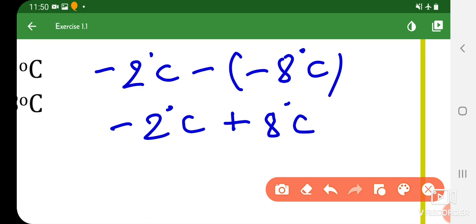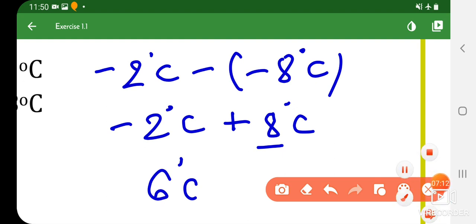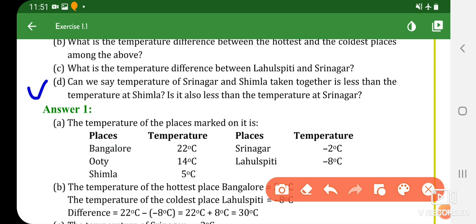That means one positive and one negative. So the difference, 8 minus 2 is 6 degrees, and we have to put the sign of the bigger number, which is positive 8. So the answer is 6 degrees Celsius. Next, question number D. Can we say the temperature of Srinagar and Shimla taken together is less than the temperature at Shimla? Is it also less than the temperature at Srinagar?